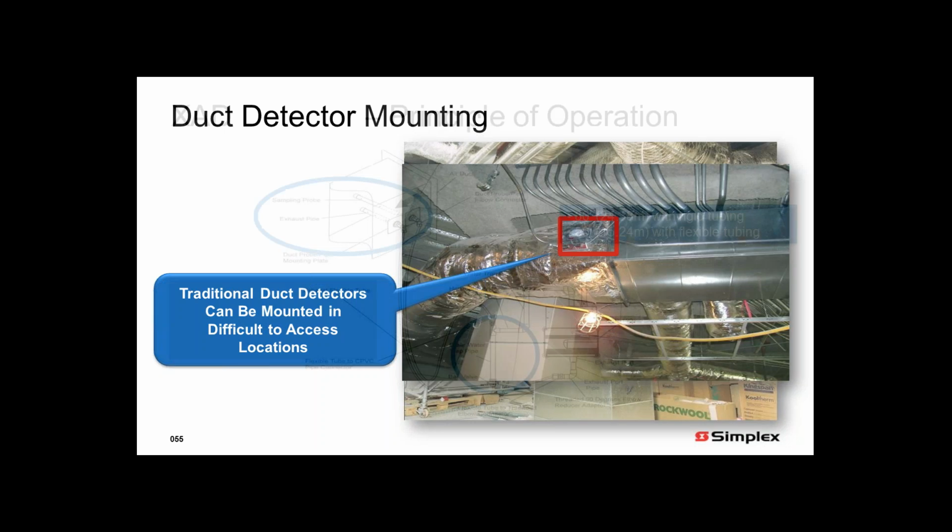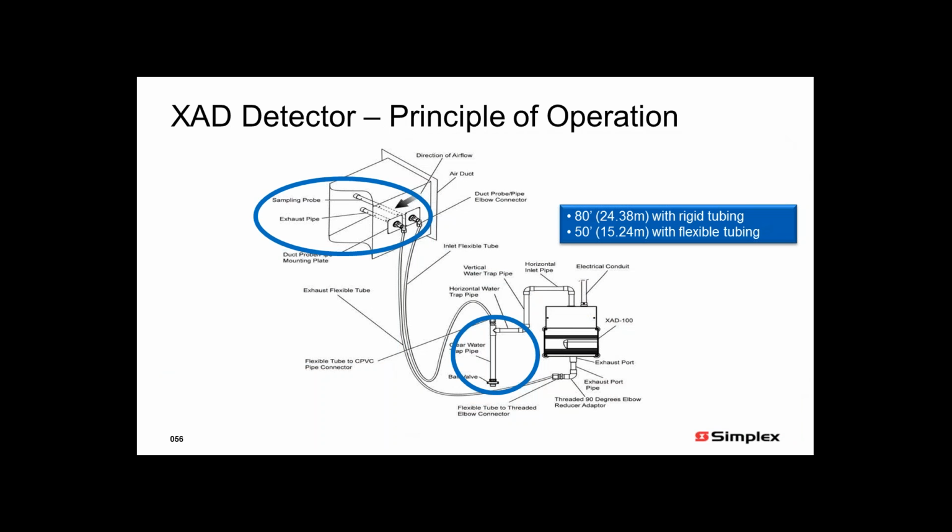So again, if it's hard to service and you can't find it, that just makes it very difficult to adhere to these codes, and it makes it very difficult to ensure your system's running properly. So we looked at that and we said, is there a better way? What can we do to modify the product to make this better for our customers? And that's where we came up with the idea for an XAD.